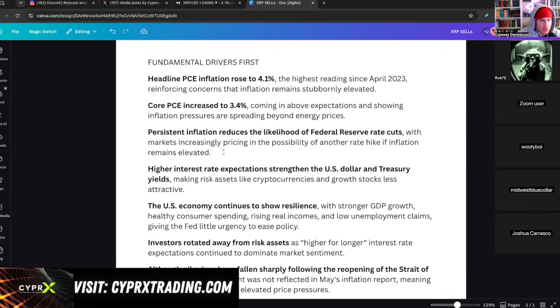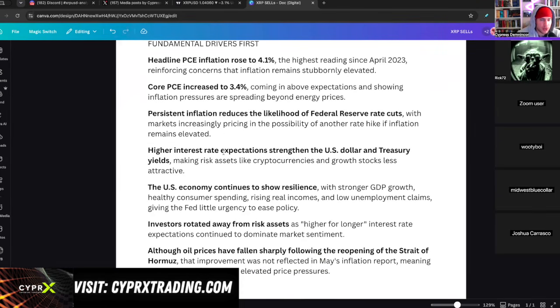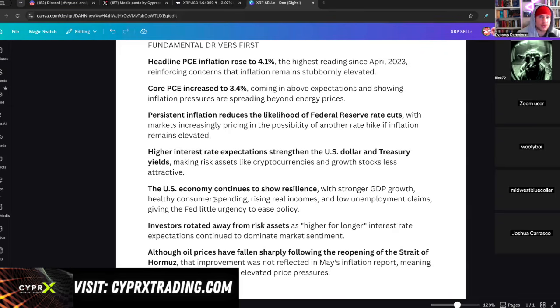Higher interest rate expectations strengthen the US dollar and treasury yields and make risk assets like cryptocurrencies and growth stocks less attractive. We also saw the unemployment claims and the GDP show a resilient US economy, which just feeds into the stronger economic backdrop for the United States, supporting the dollar and making risk assets less attractive. So that was the fundamental driver for today's risk off mood.